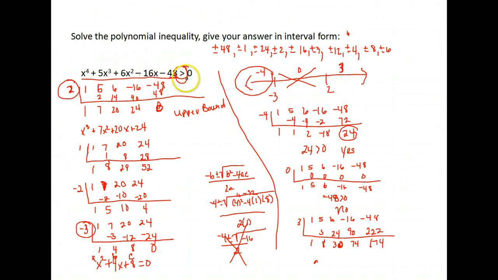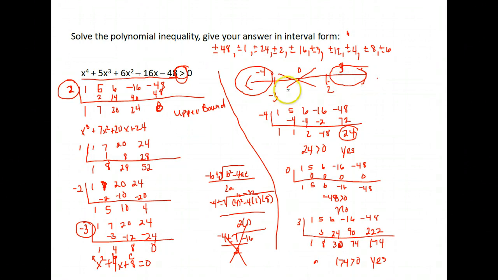Now again, what I was trying to find out here is, is that greater than 0 like they wanted it? Is 174 greater than 0? Very much so. So this would be a yes also. It fits my inequality. So this section is also part of my answer. So my answer is everything to the left, everything less than negative 3, and then everything from 2 to infinity, everything greater than 2.